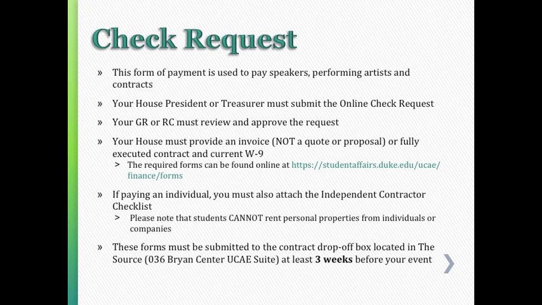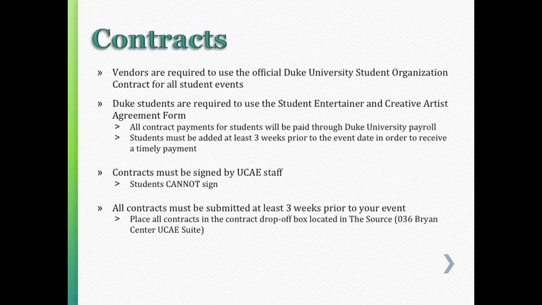All contracts must go through the contract review process. Students are never allowed to sign contracts on behalf of their house or organization. All contracts must be signed by a UCAE staff member. This is to protect you as students so that you are not personally liable for the contract.